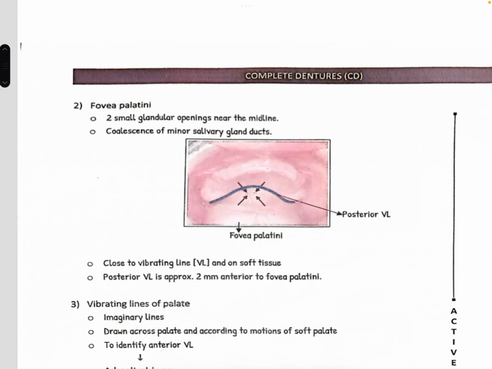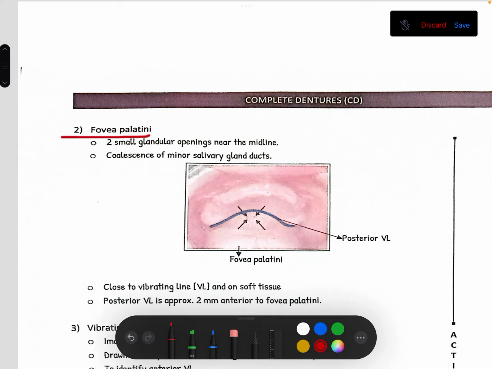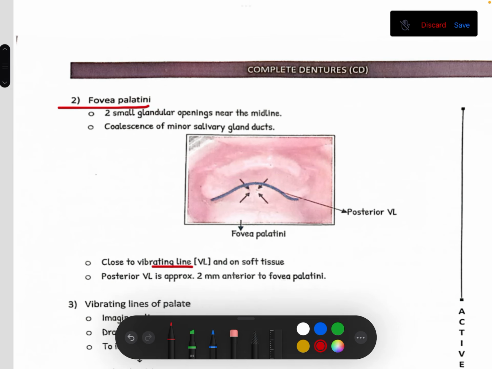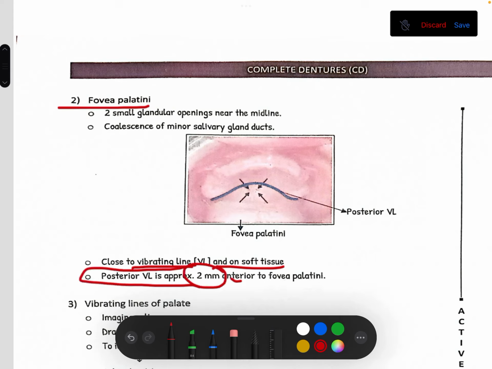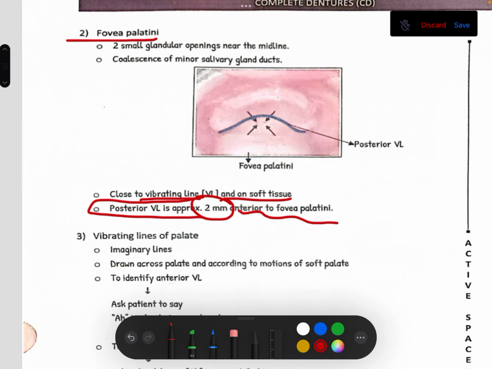Let's move forward with our next structure, that is fovea palatini. What is a fovea palatini? It is 2 small glandular openings near the midline, close to the vibrating line and on soft tissue, right? So it is posterior to the vibrating line, approximately 2 mm anterior to the fovea palatini. Now, what is fovea palatini? 2 small glandular openings, alright, near the midline.